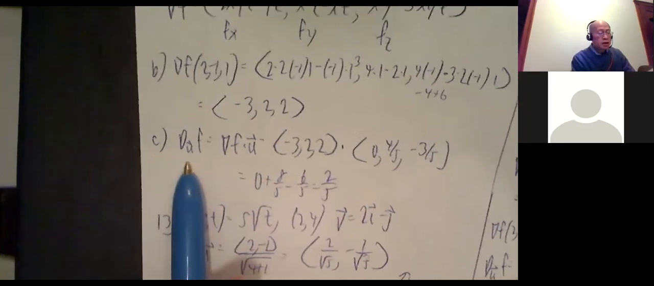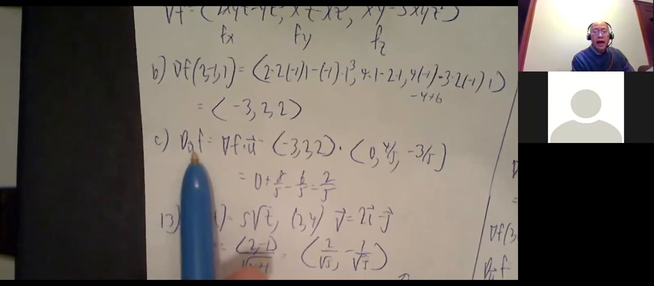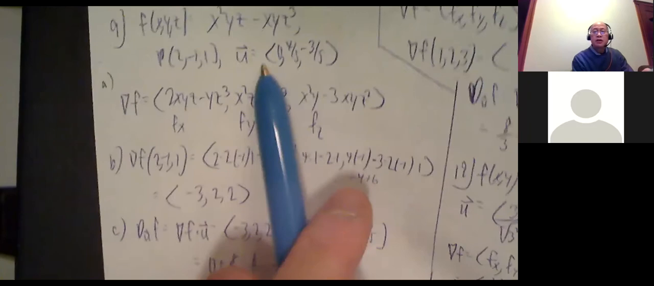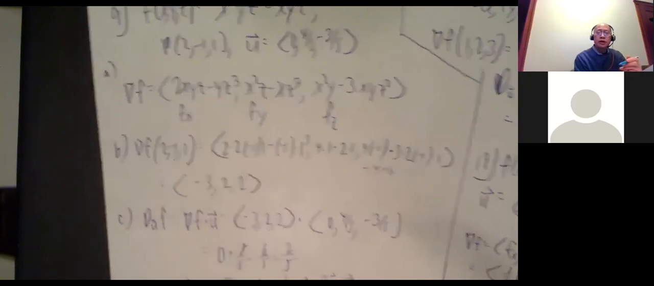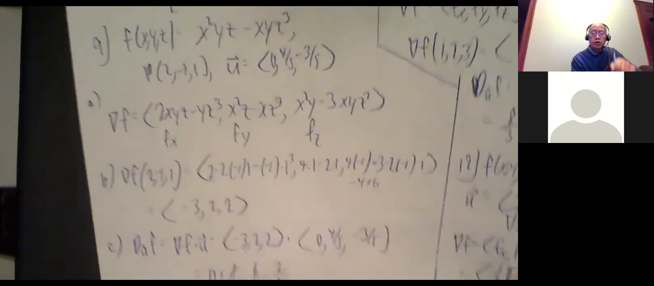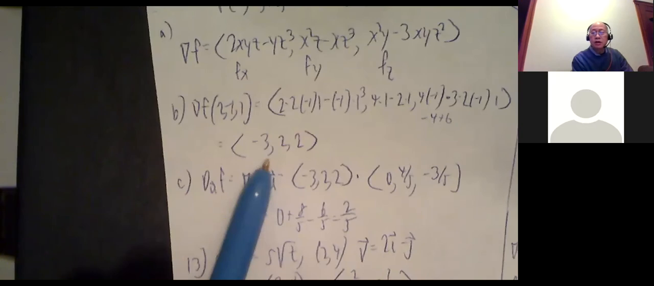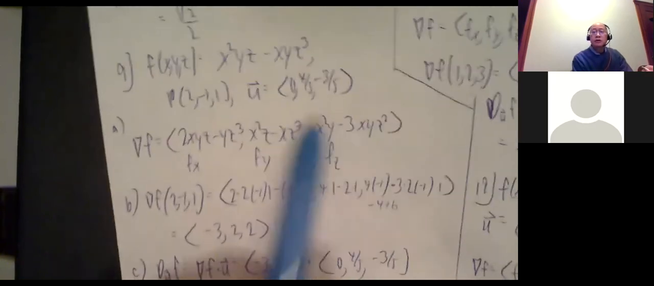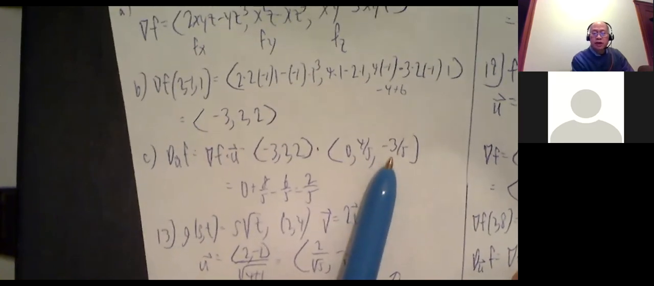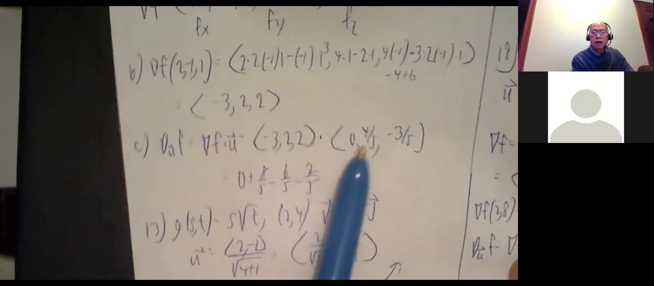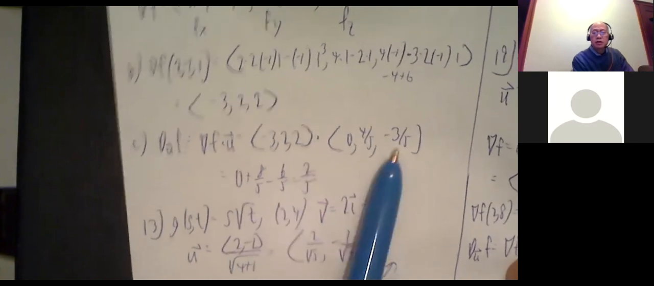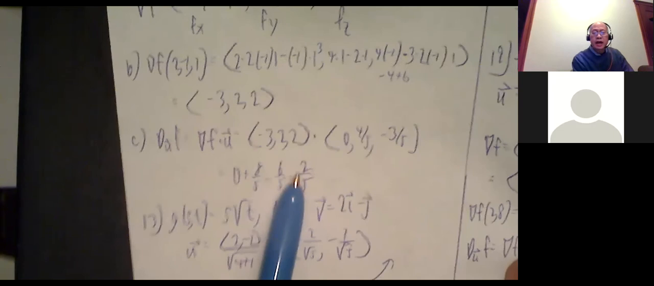And finally, C, find the rate of change at that point in the direction of <0, 4/5, -3/5>, which means you're not going anywhere in the x direction. 4/5 is a unit to the right in the y direction, and 3/5 is a unit down in the z direction. Very specific direction. So by formula, it's del f dot u. It's a dot product of the gradient vector, <-3, 2, 2>, dotted with the unit vector <0, 4/5, -3/5>. So that's easy. -3 times 0 is 0, plus 2 times 4/5 is 8/5, plus 2 times -3/5 is -6/5. Add them all together, 2/5.